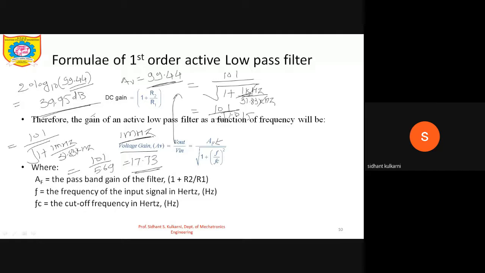Let us convert this to decibels. 20 log of answer, 24.97. The gain is 24.97 decibels. Note this. Now if I just compare, AV absolute value is 17.73 or 99.4. So 17.73 means the 1 megahertz frequency component of mine is now going close to 0. It is going towards 0.